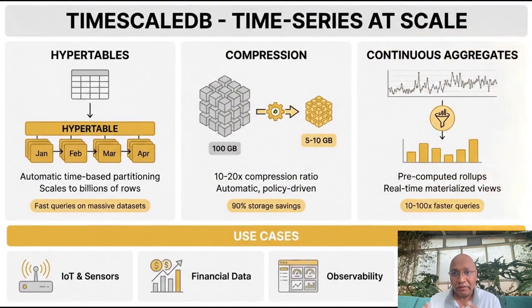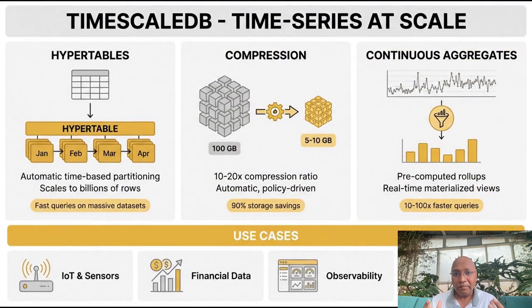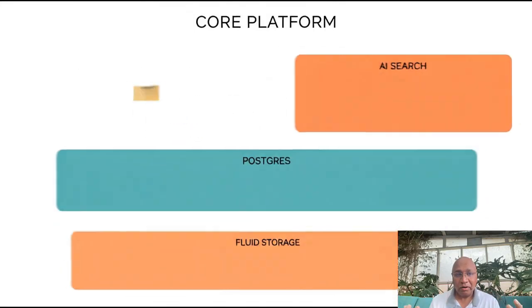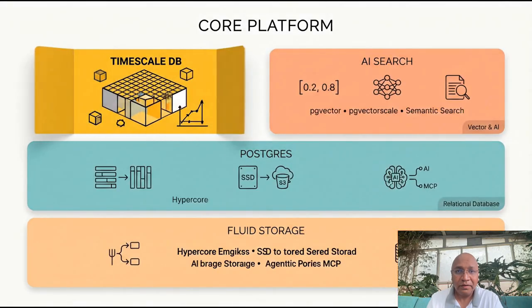And the last piece is continuous aggregation. Again, TimescaleDB automatically pre-computes a lot of key aspects of your time series data and creates real-time materialized views so that you can provide these aggregations in real time to your customers. That's really, really cool, and that's the TimescaleDB layer. Now that we are done with the Timescale layer, let's talk about the AI search layer.